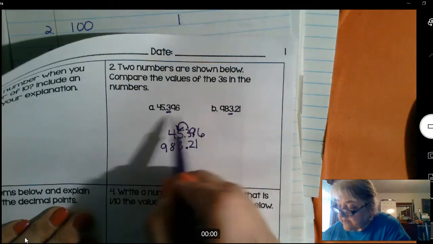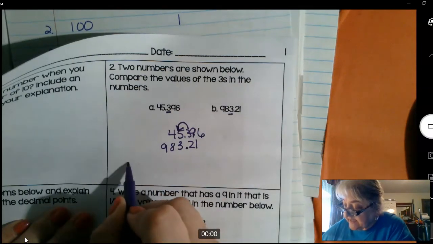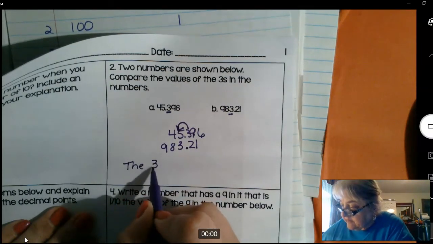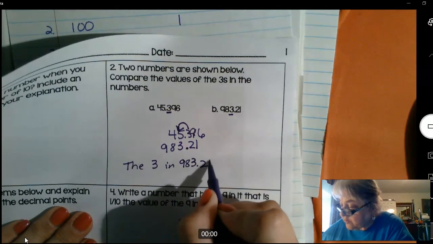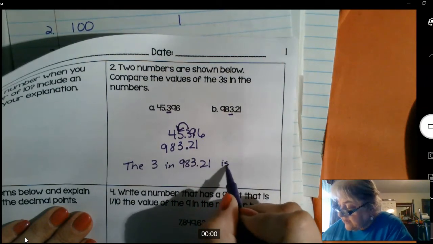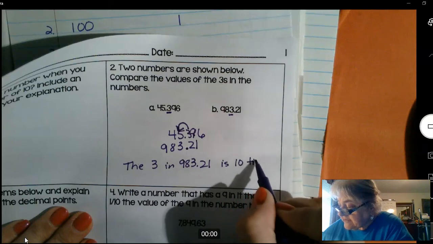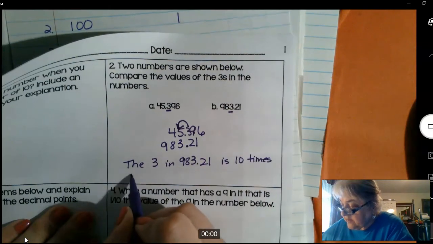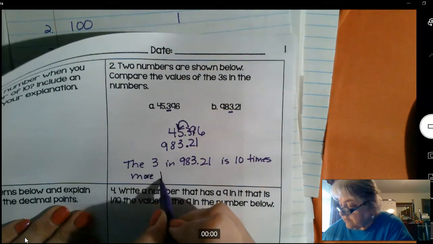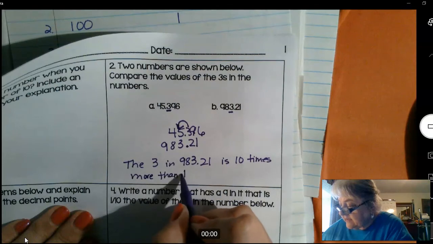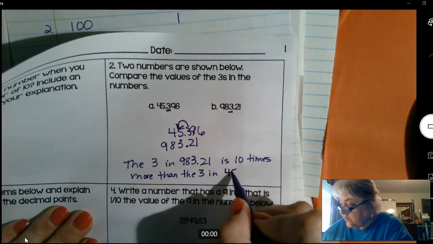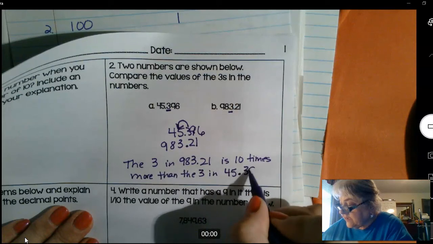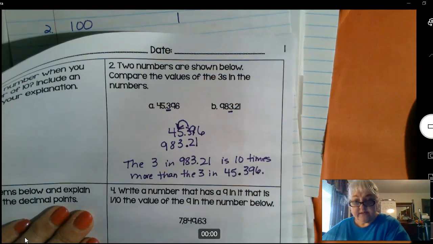So if I were comparing these two values, I would say the 3 in 983 and 21/100ths is 10 times more than the 3 in 45 and 396 thousandths.